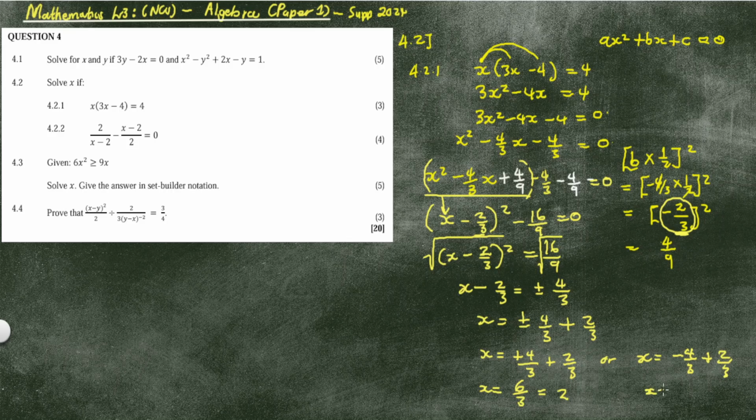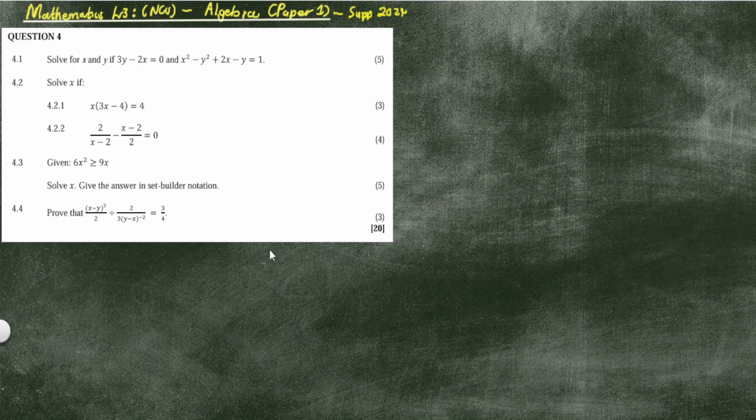And then for this one, x is going to be equal to −2/3. So we have two x values, this one and this one. I could have used the factoring method, but just for this video I decided to go with completing the square. Of course, you can also opt for the quadratic formula. That's still fine. That's 4.2.1.